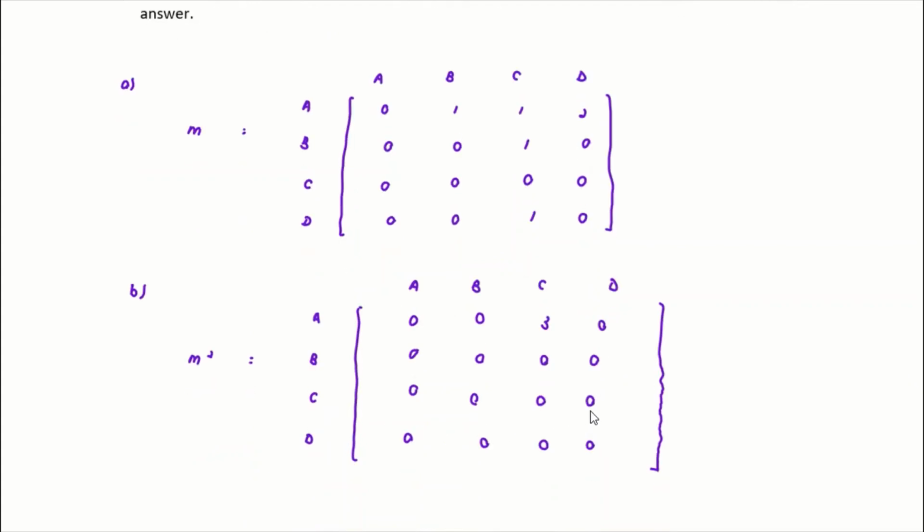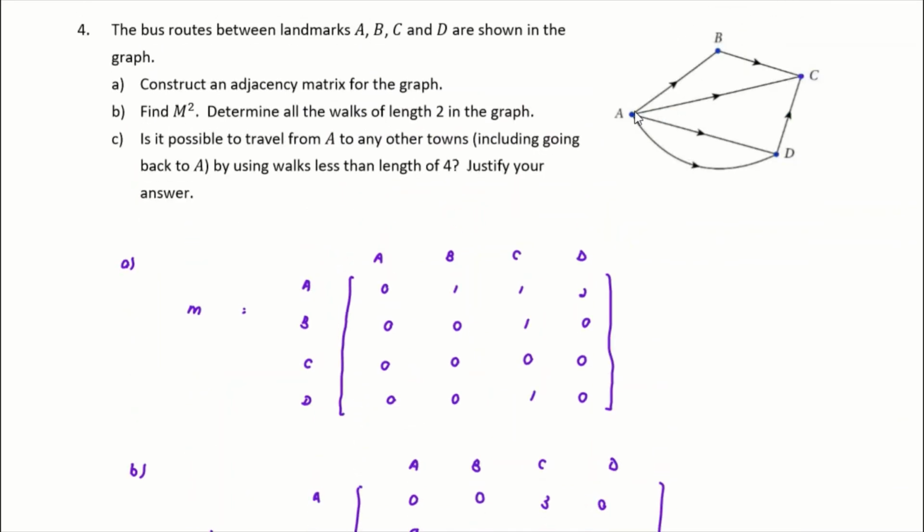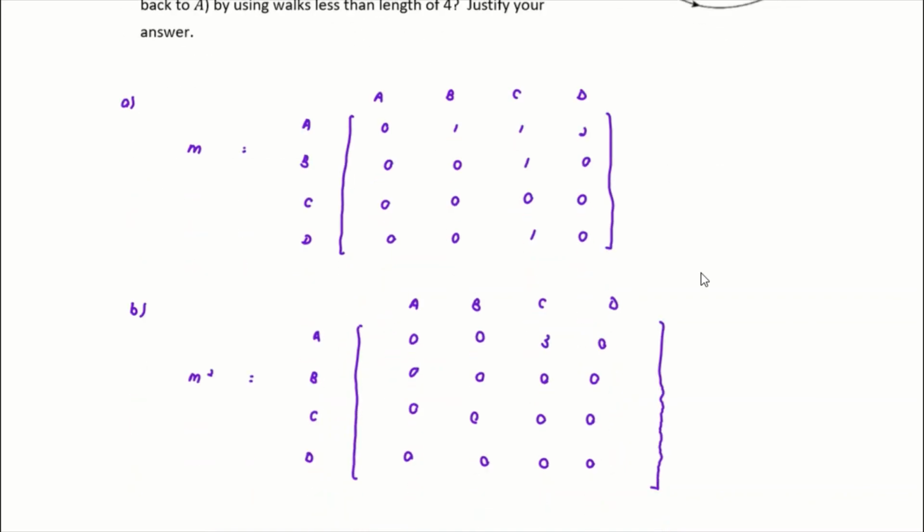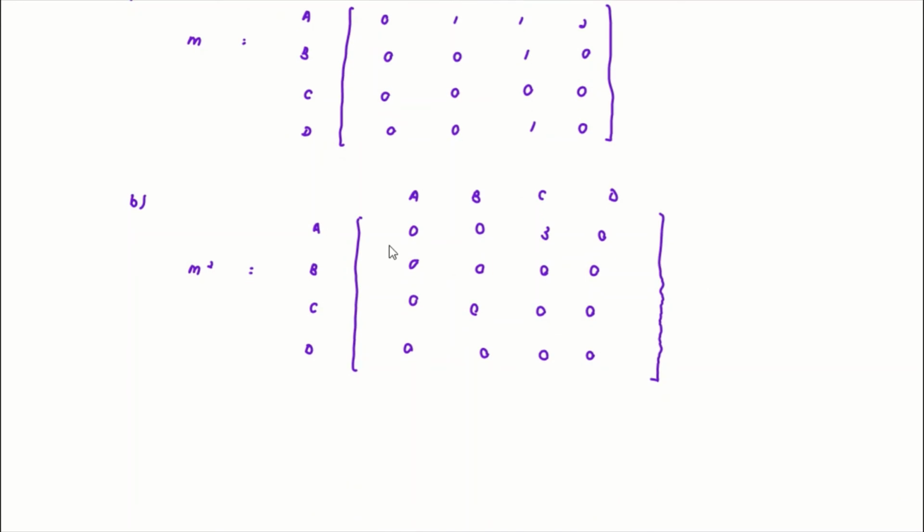So let's try to see. From A to C, there are 3. So A is here, then C is here. So you can see A, B, C, A, D, C, and also ADC. So there are the 3 walks. There are the 3 walks that give you length 2.